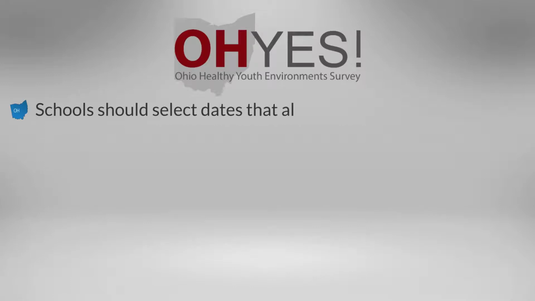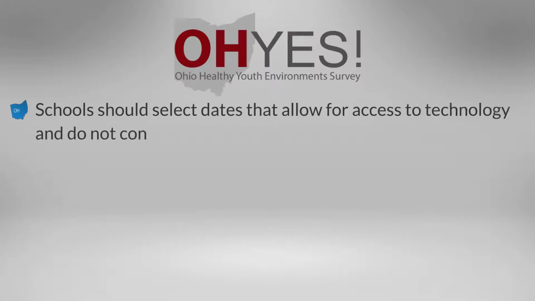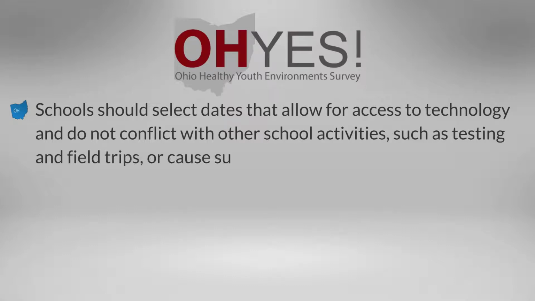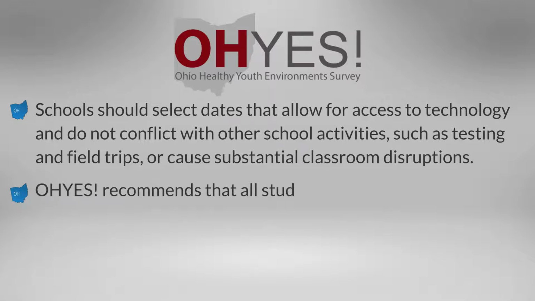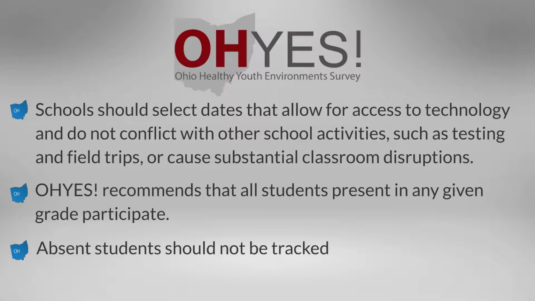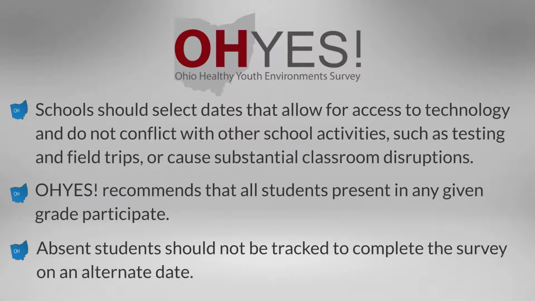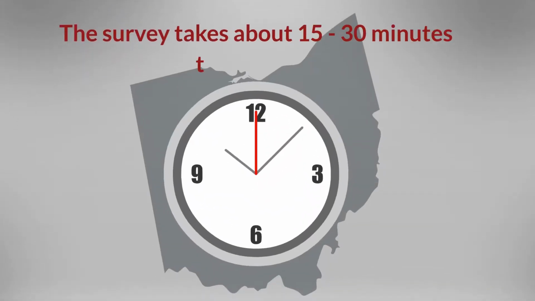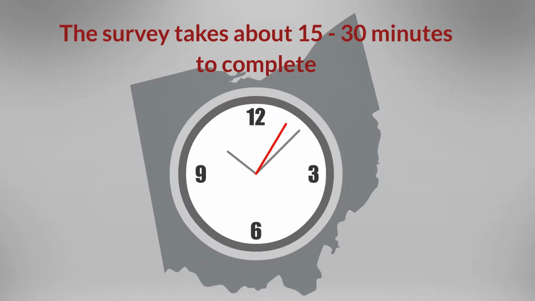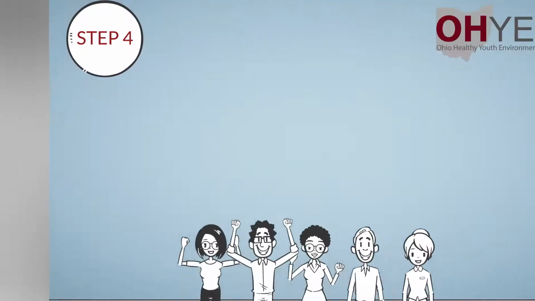Schools should select dates that allow for access to technology and do not conflict with other school activities, such as testing and field trips, or cause substantial classroom disruptions. OHYES recommends that all students present in any given grade participate. Absent students should not be tracked to complete the survey on an alternate date. The survey takes about 15 to 30 minutes to complete, though completion times vary.